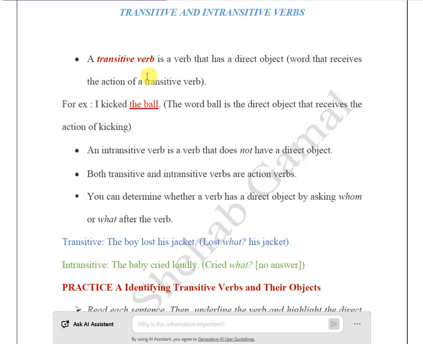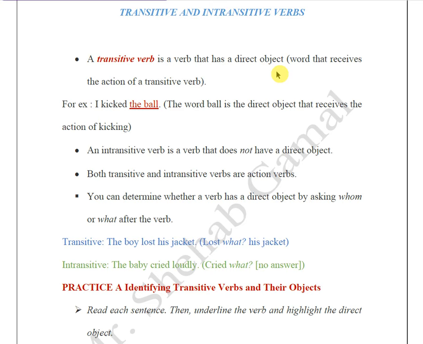A transitive verb is a verb that has a direct object. What is a direct object? A direct object is a word that receives the action of the transitive verb. You ask yourself "what?" after the verb, and if you find an answer, that is the direct object. I kicked the ball. Kicked what? The ball is the answer. So this is the direct object for the transitive verb kicked.